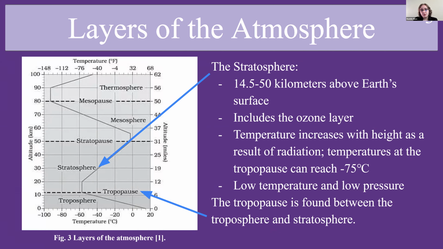Upon their ascent, our balloons travel through the troposphere, which is the lowest layer of Earth's atmosphere. And between the troposphere and the stratosphere, our balloons pass through the tropopause, which is important to note because it is the boundary between the decreasing temperature of the troposphere and the increasing temperature of the stratosphere. Temperatures at the tropopause can reach negative 75 degrees Celsius.